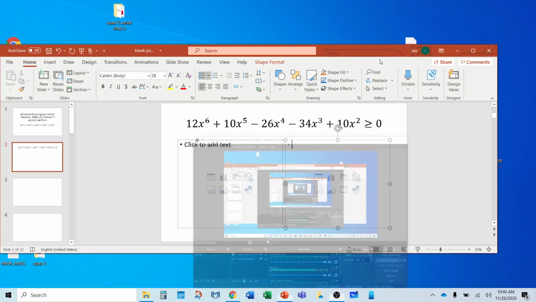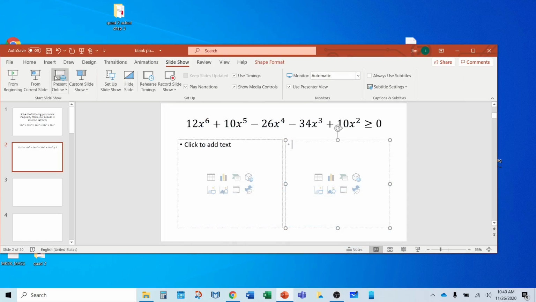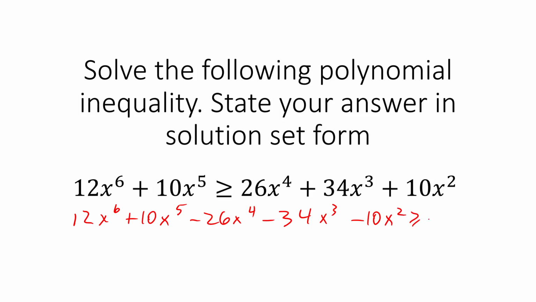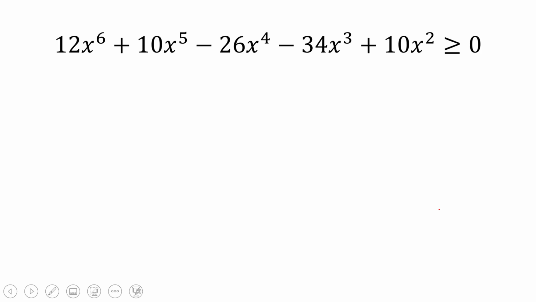In this video, we're going to solve a relatively complicated polynomial inequality as shown. Now, the first thing we want to do is get all the terms onto one side of the inequality, and make the other side equal to 0. Okay, so now what we want to do after this is begin factoring.